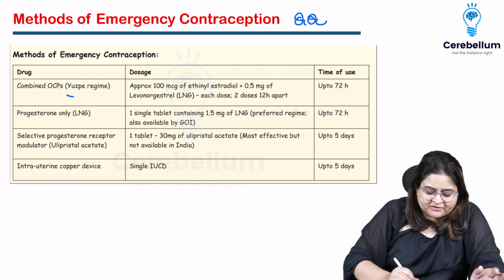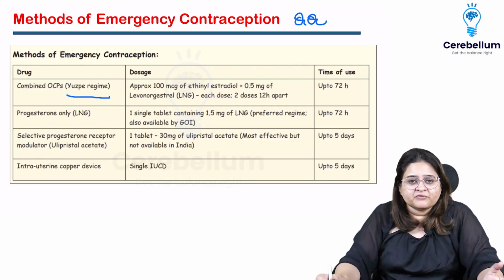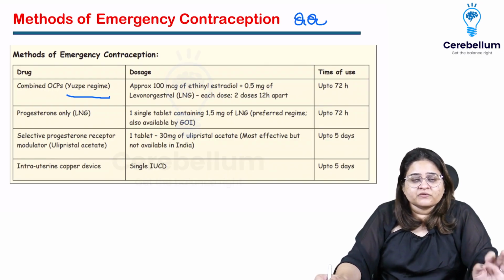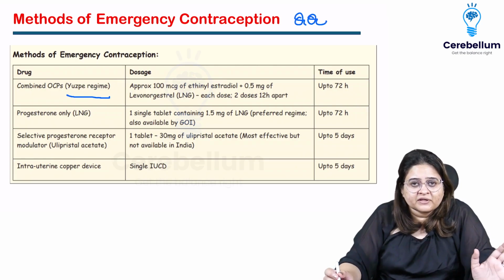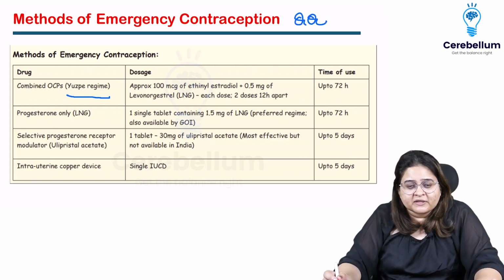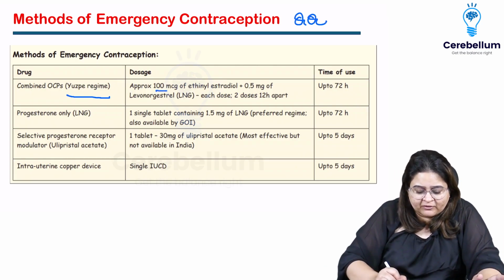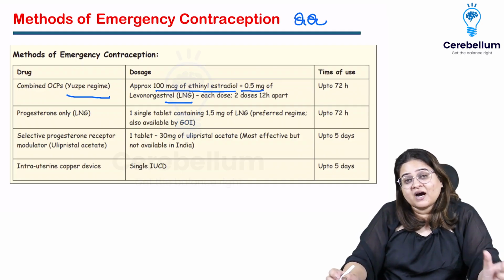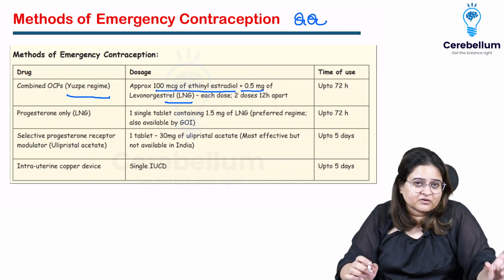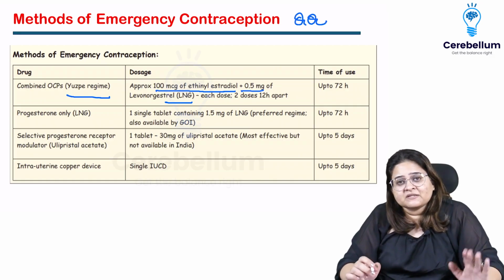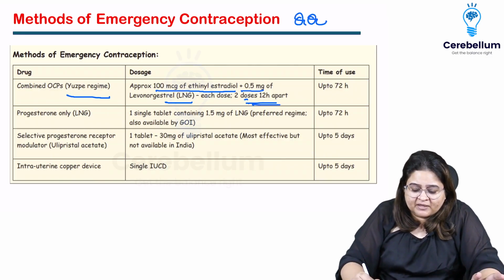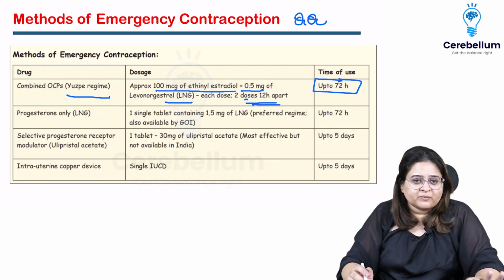We have the Yuzpe regime, no longer used now, used maybe 15-20 years back. When I was a postgraduate, we used to give this. You give a high dose of an estrogen containing contraceptive pill, so that would be around 100 micrograms of ethinyl estradiol plus 0.5 milligram of levonorgestrel. So 2 tablets of a high dose combined contraceptive pill, and repeat the dose 12 hours apart. It can be given up to 72 hours of unprotected coitus.